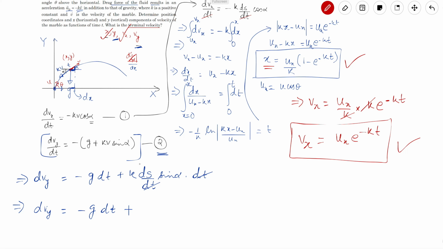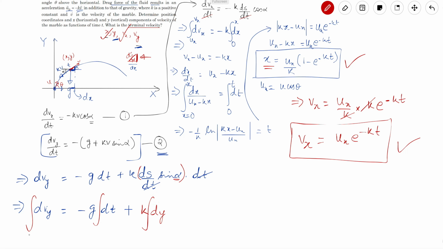Now in a similar fashion, like here we wrote ds cosine alpha as dx, ds sine alpha will be the y projection, the projection along the y axis. So you can write ds sine alpha as dy, giving k times dy. Now we got rid of alpha. Now we can integrate it. So g comes out of the integration, and k dy.